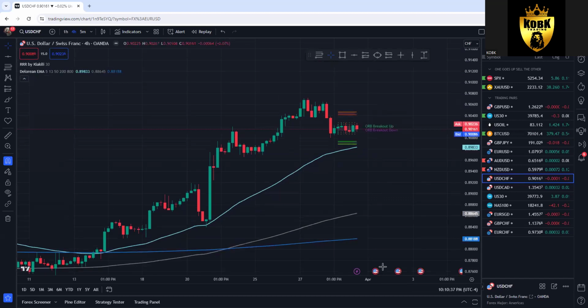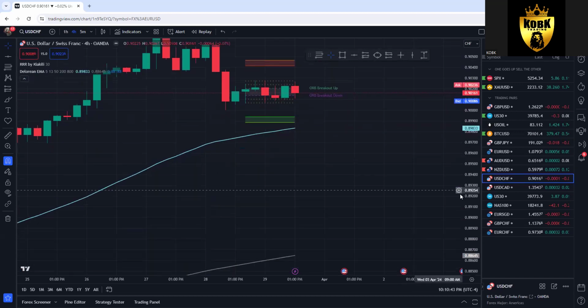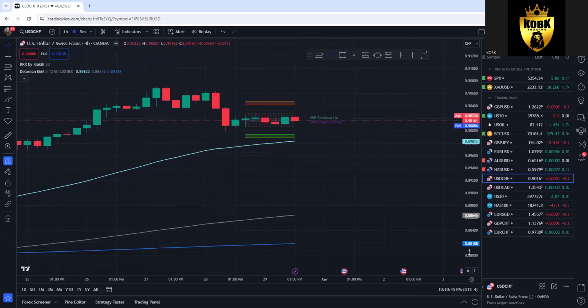All right, so let's look at this right here. So far it's a sell. I mean, so far it's a buy. This is going to be good. I like this. I see it retracing back to this level up here.